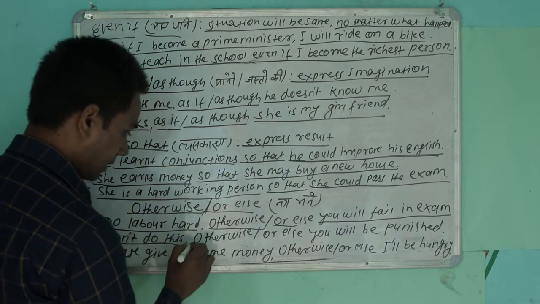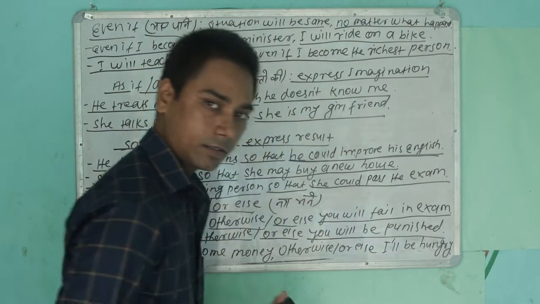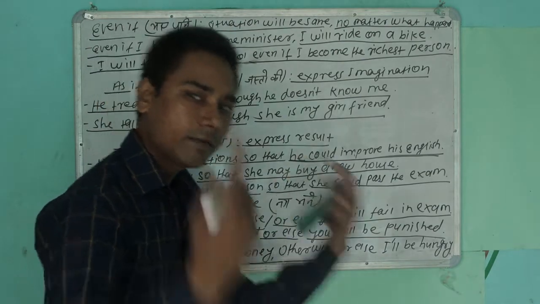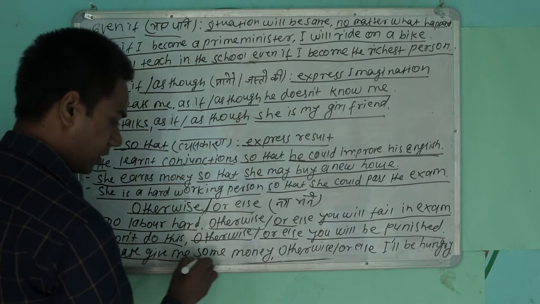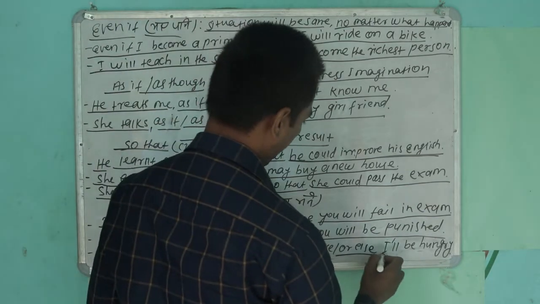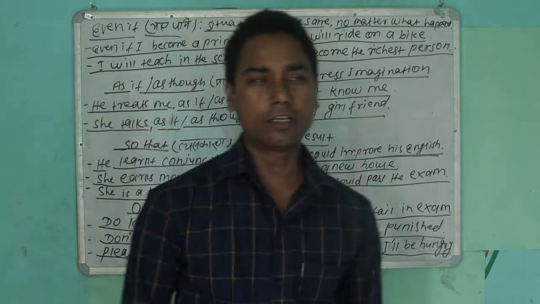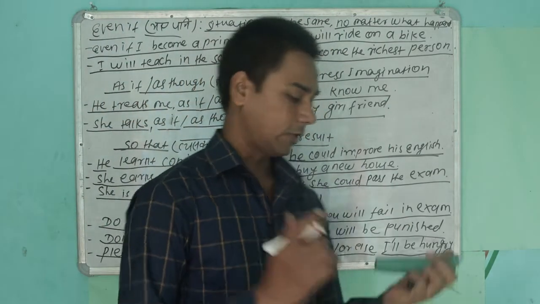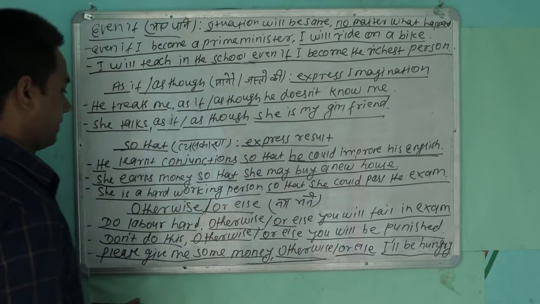Don't do this, otherwise or else you will be punished. Don't do this, otherwise you will be punished. Next, please give me some money, otherwise or else I will be hungry. Please give me some money, otherwise I will be hungry. Okay, now we are going to discuss the next one.